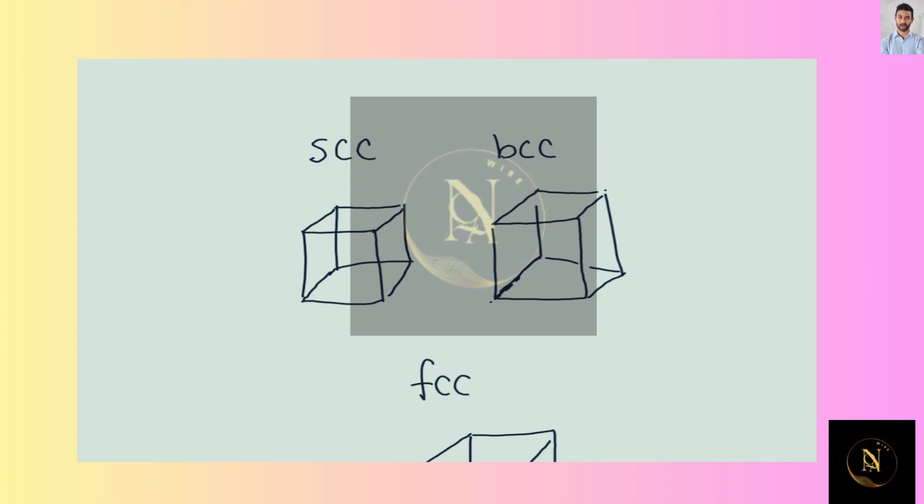So the three basic types of unit cells are the simple cubic cell, the body-centered cubic cell, and the face-centered cubic cell. So let's look at the density of these three different unit cells.